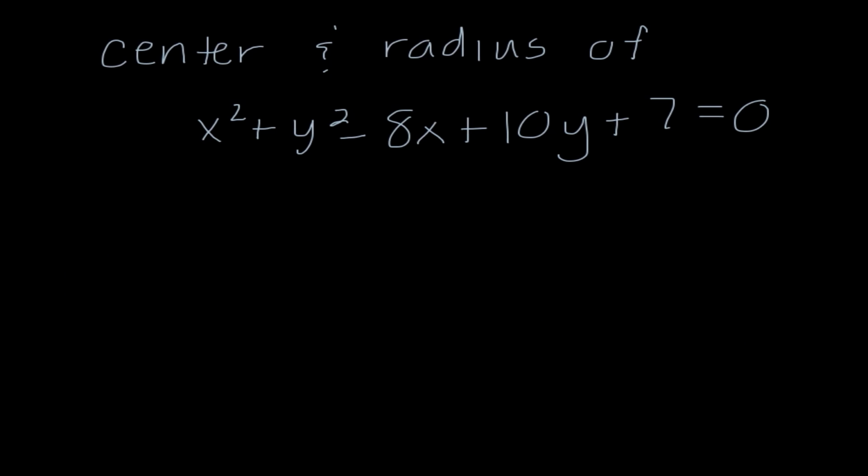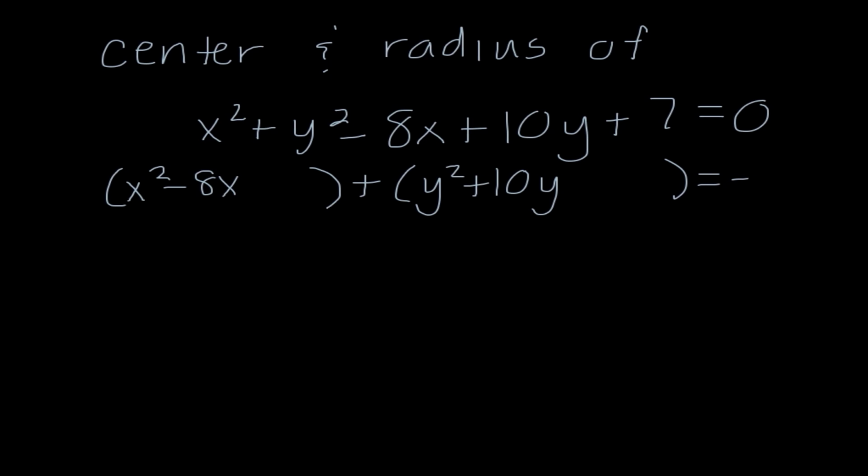This next problem is asking me to find the center and radius of x squared plus y squared minus 8x plus 10y plus 7. And that should signal to me that this is a circle. So the first thing that I'm going to do, I'm going to group my x's together because I notice I have that extra x hanging out. I'm grouping my y's together because I have that extra y. And I'm going to move that 7 to the other side.